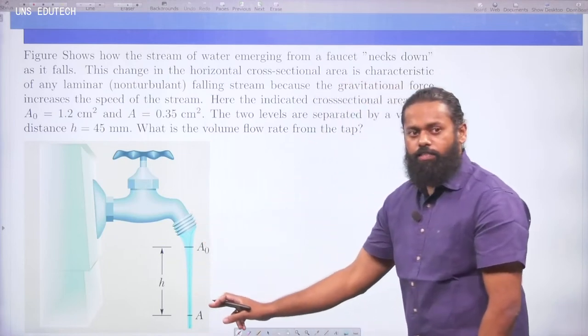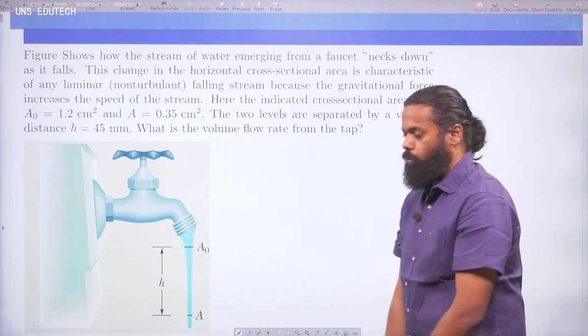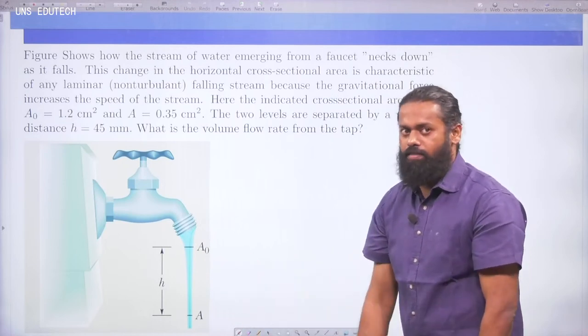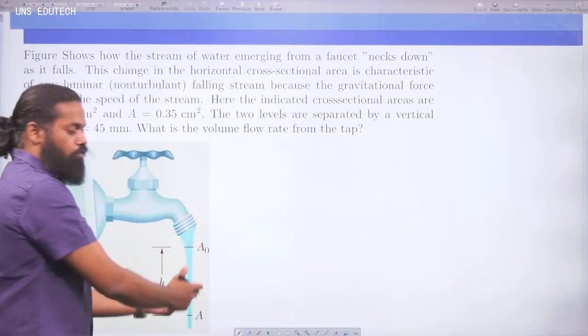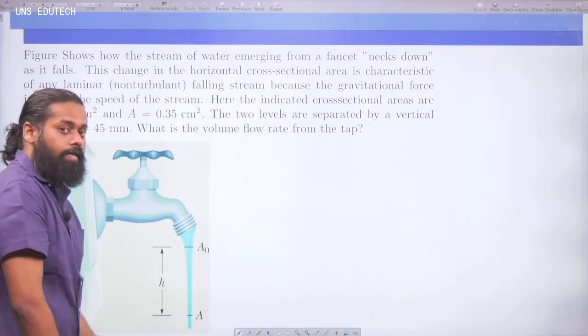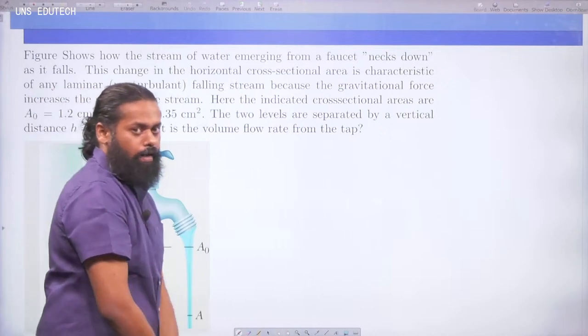You can try this problem at home. We'll be sending this through your registered email ID. Maybe if you're interested, we can send you the PPTs so that you can try this. So anyway, this is again another application of continuity. You can try this problem at home.